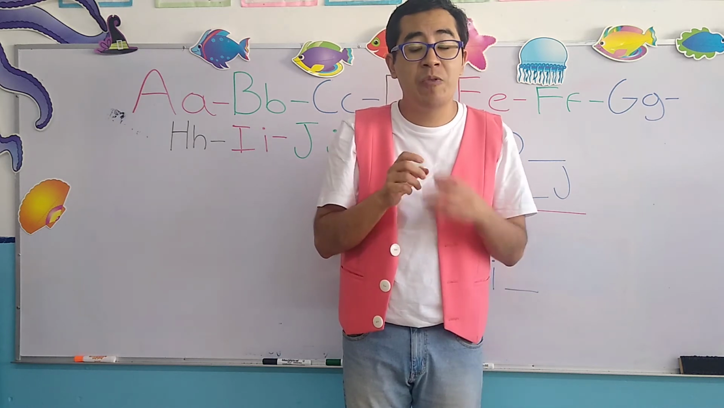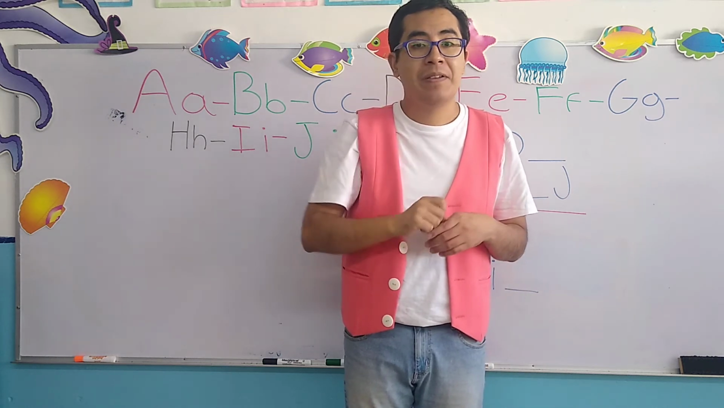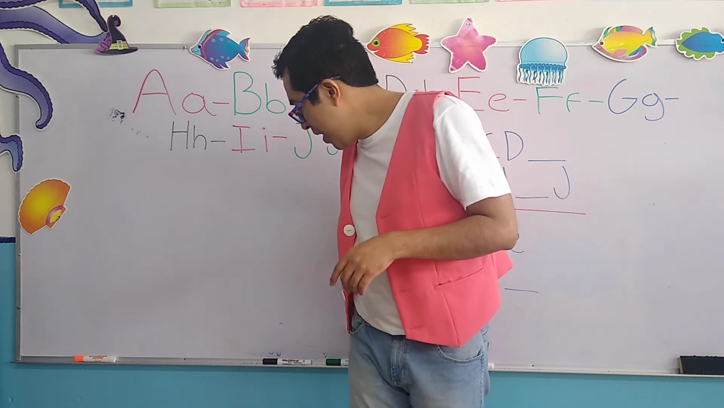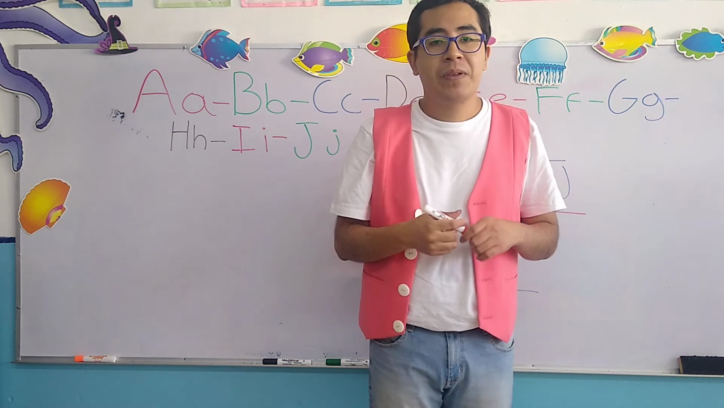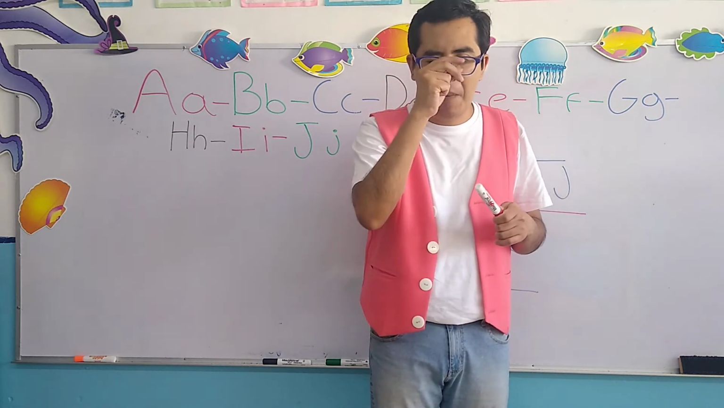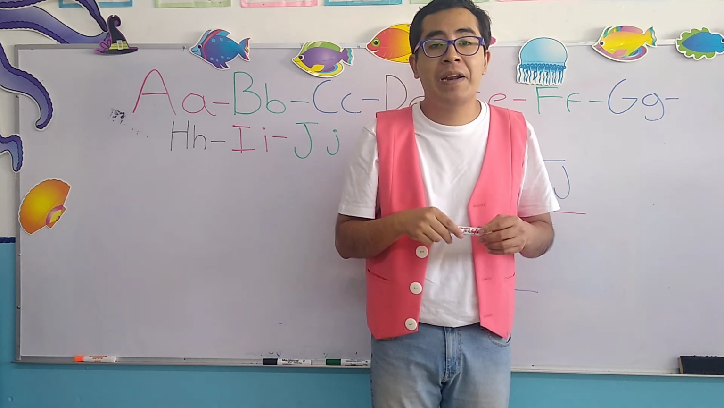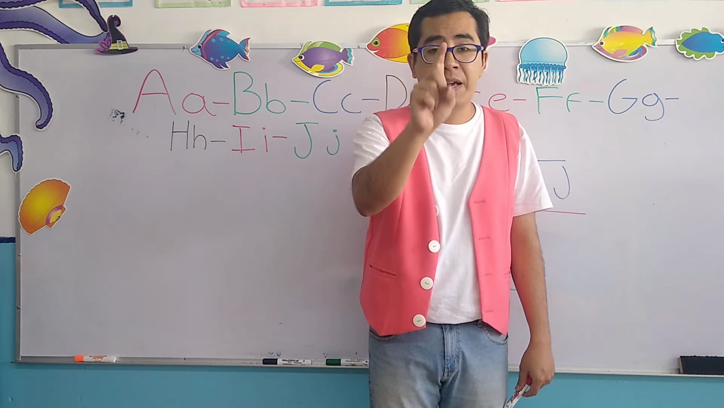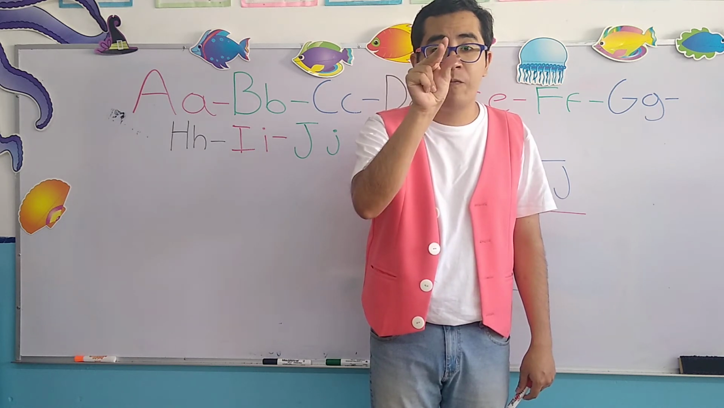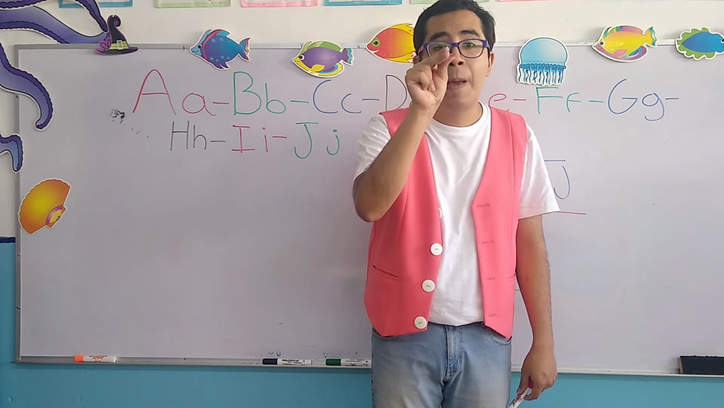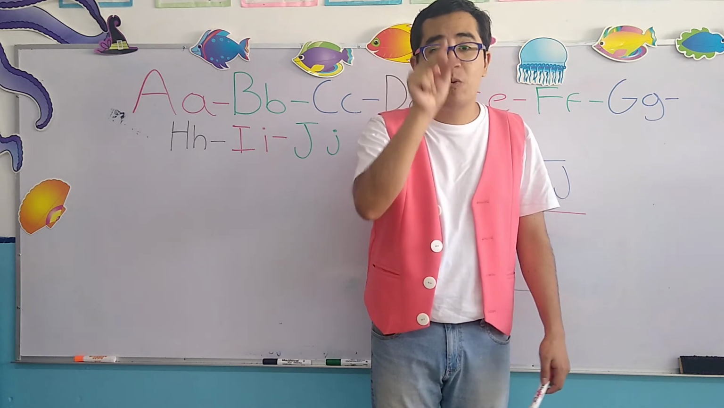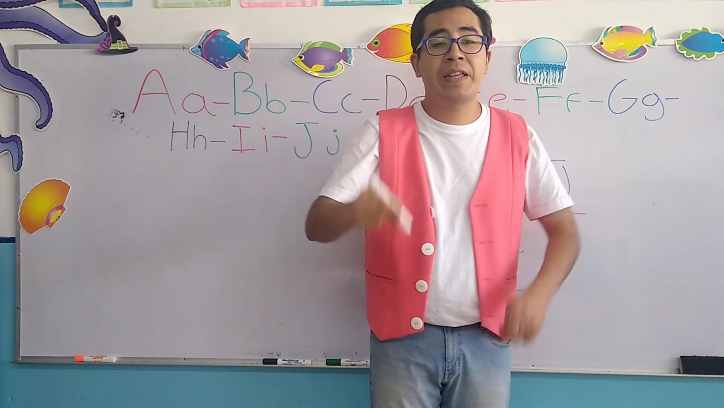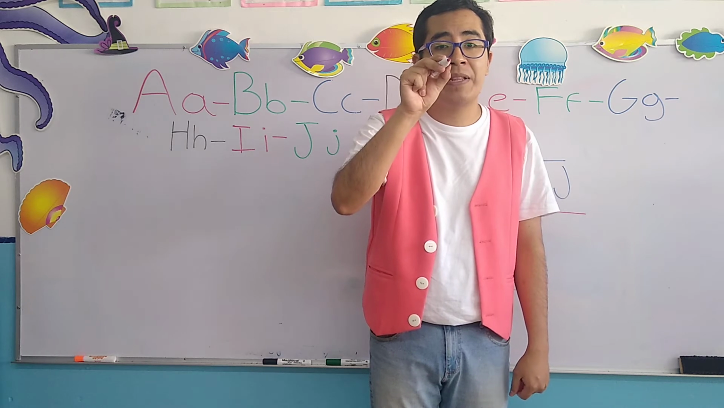So for this, we need a pencil, okay? Now, once you have your pencil, remember to grab it correctly. Recuerden agarrarlo correctamente. Three fingers, thumb, index, and the middle finger to create a triangle, para crear un triángulo, so we can grab it correctly, para que de esa forma lo agarremos correctamente.